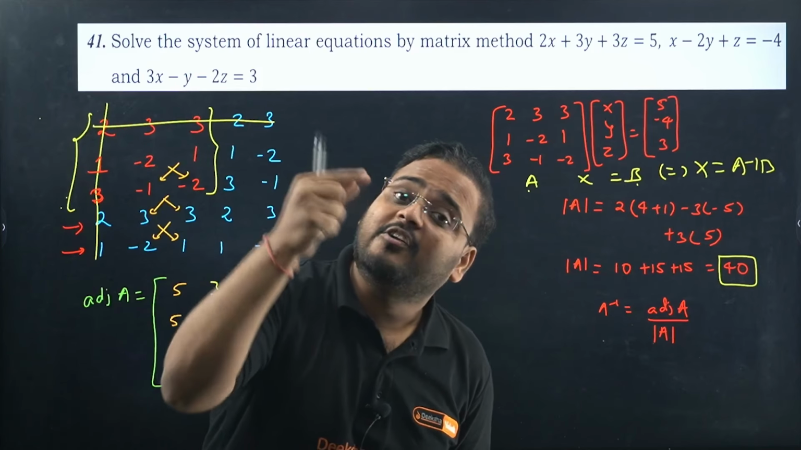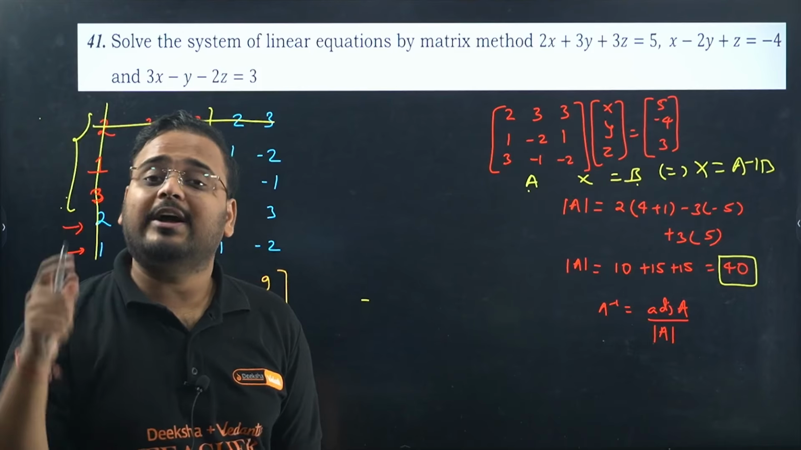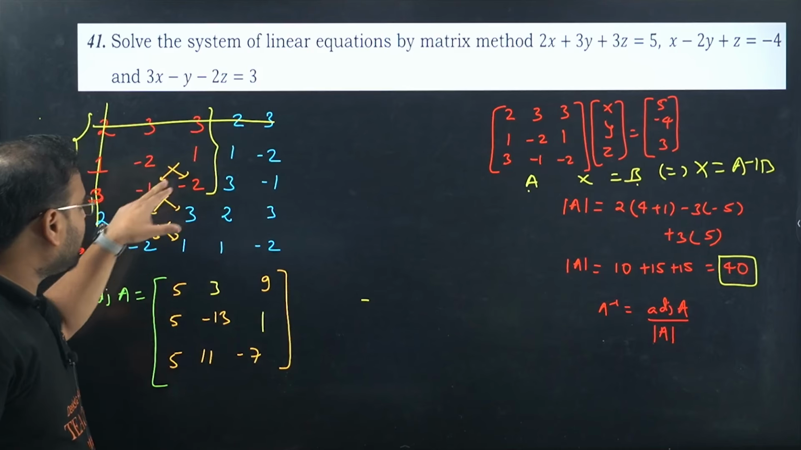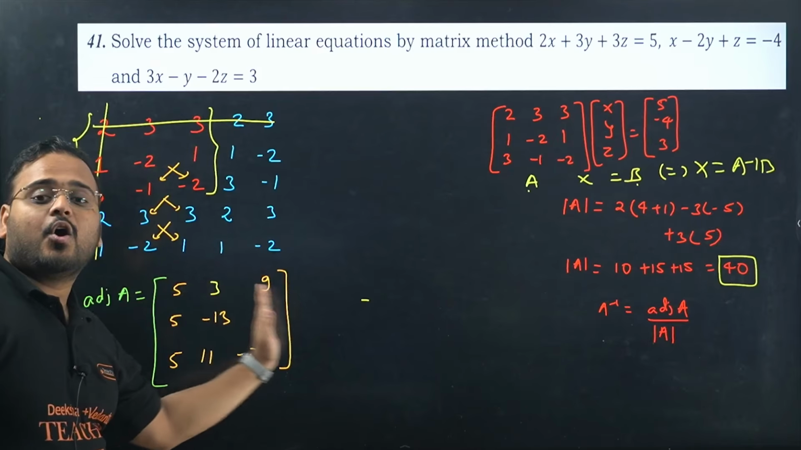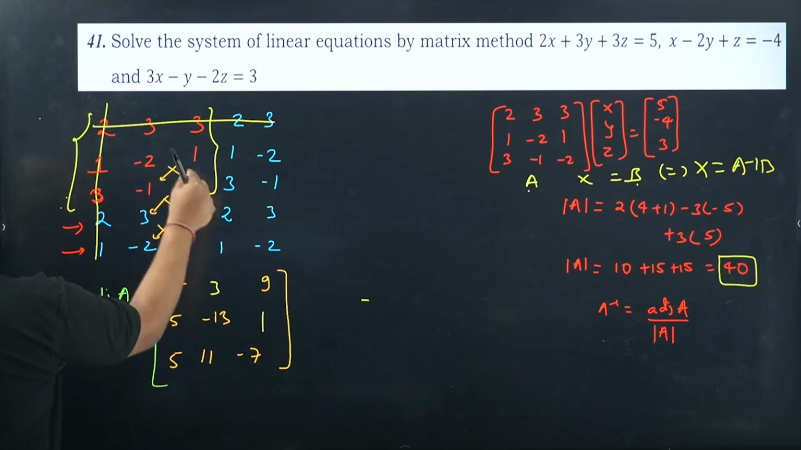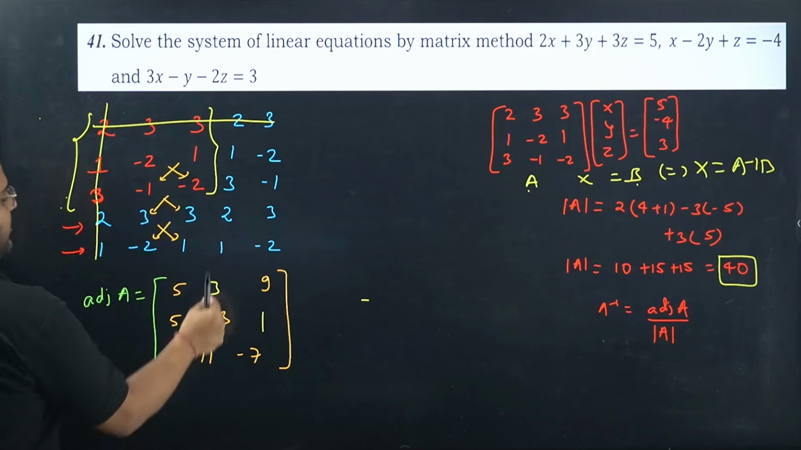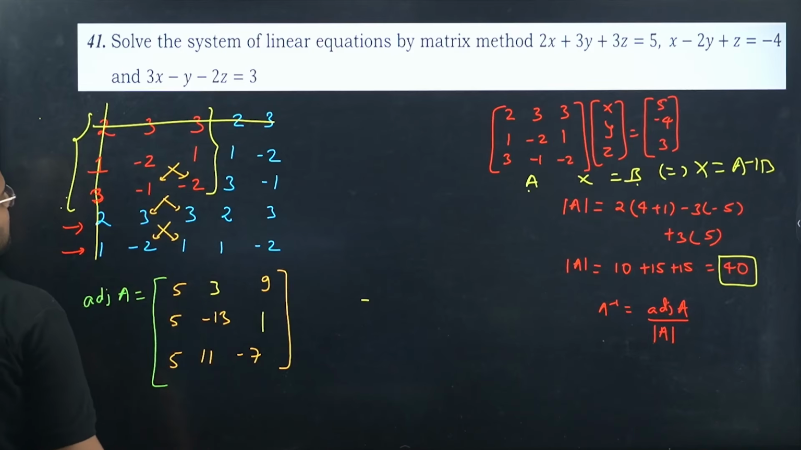Incorporating the effect of transpose also, because when you find the adjoint, you find the cofactor and then you take the transpose. That's why I'm writing the product of vertical form as the result in horizontal rows. Check here. Plus 4 plus 1 is 5. This is going to be minus 3, and plus 6 will be again 3. 3 plus 6 will be 9.